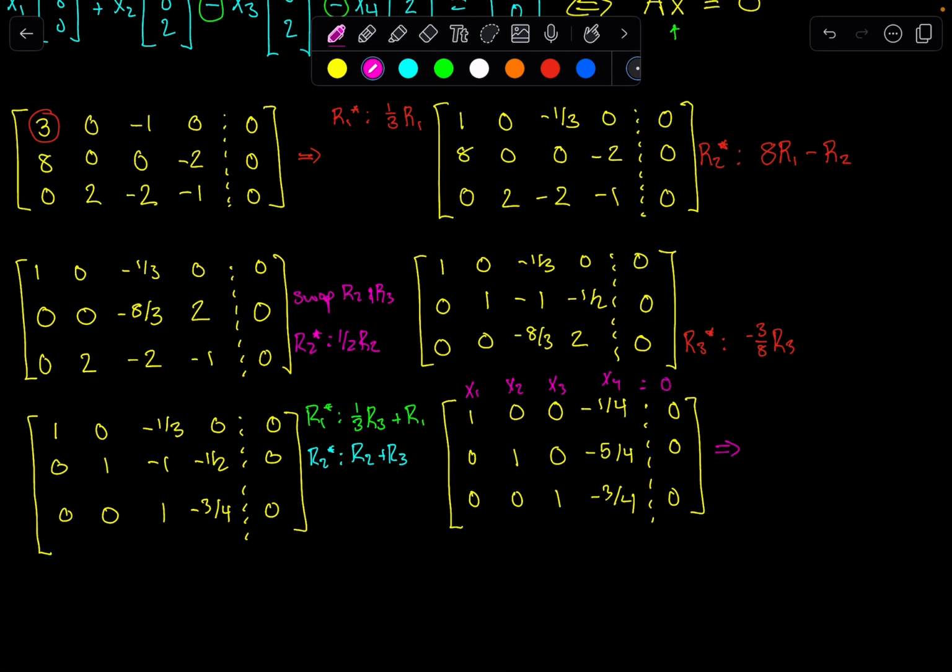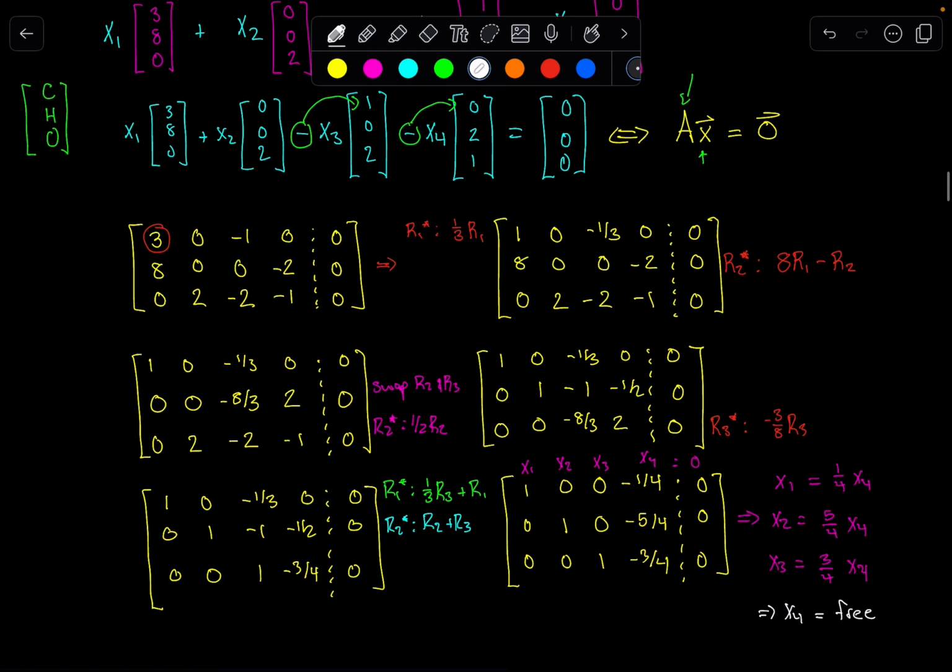And so I'm just going to jump one step and say that this gives us that x1 is equal to 1/4 x4. This gives us that x2 is equal to 5/4 of x4. And it gives us that x3 is equal to 3/4 of x4. And of course, at this point, this also means that x4 is a free variable because there's no restrictions here on what x4 can be. And so how does this make sense? Like, what do we pick for our answer?